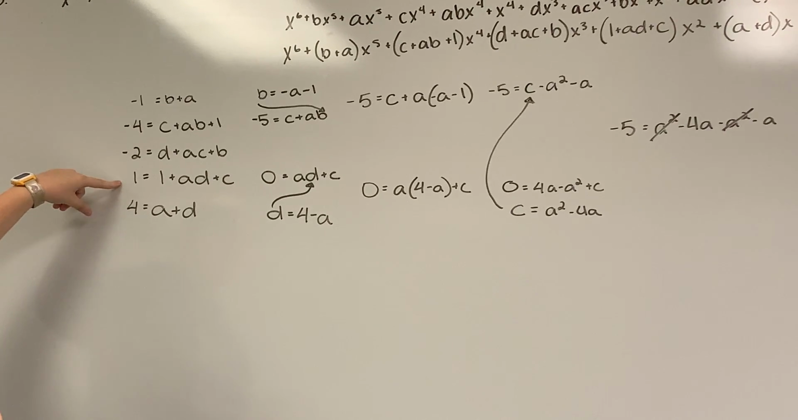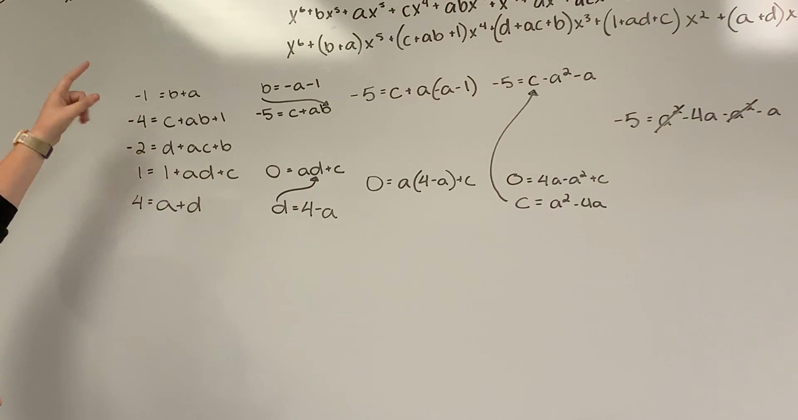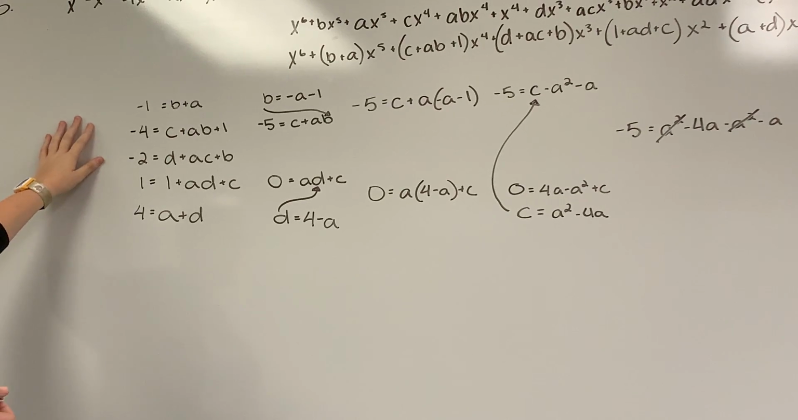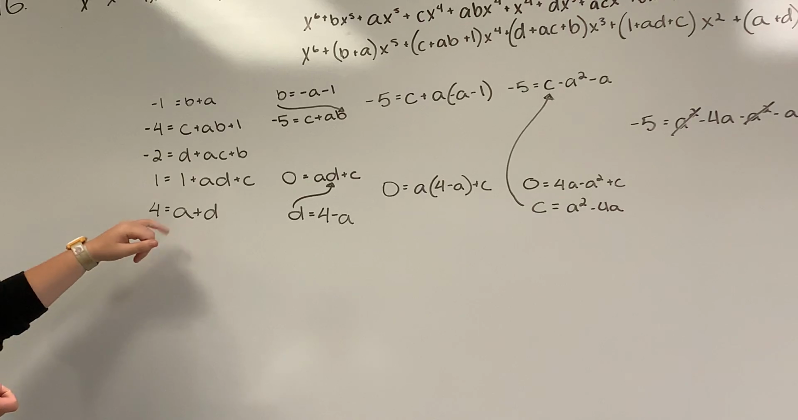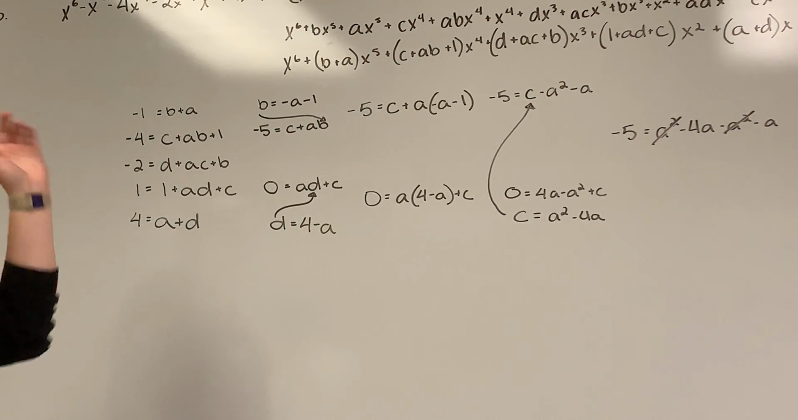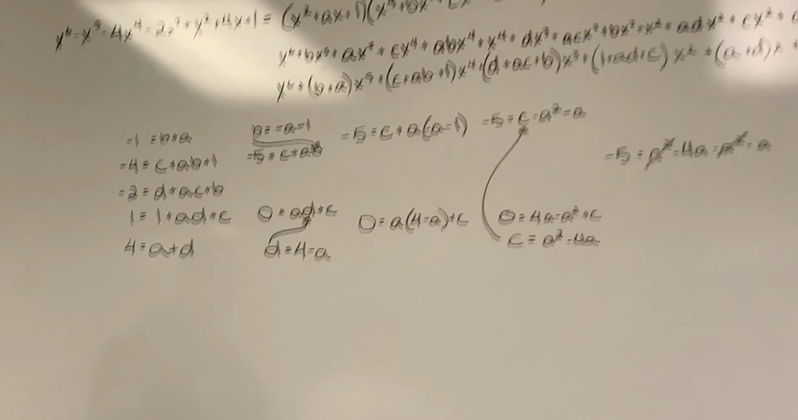And then for x squared, 1 equals 1 plus ad plus c. And then for our x, we get 4 equals a plus d. And then our 1's are the same, so they just cancel out.